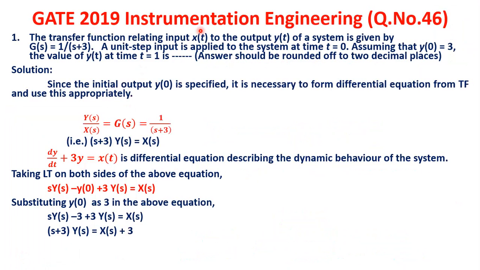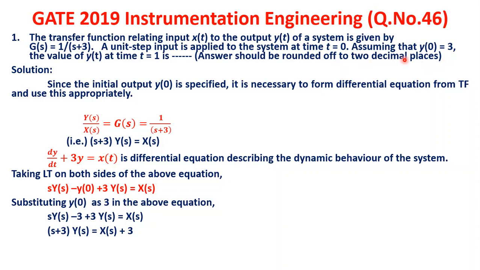Question number 1. This question has been asked in GATE 2019 Instrumentation Engineering, question number 46. The transfer function relating input x of t to the output y of t of a system is given by G of s equal to 1 by s plus 3. A unit step input is applied to the system at time t equal to 0. Assuming that y of 0 equal to 3, the value of y of t at time t equal to 1 is dash. Answer should be rounded off to 2 decimal places.